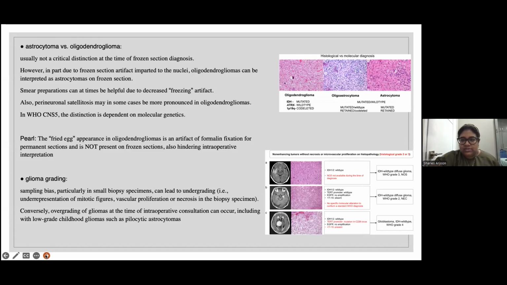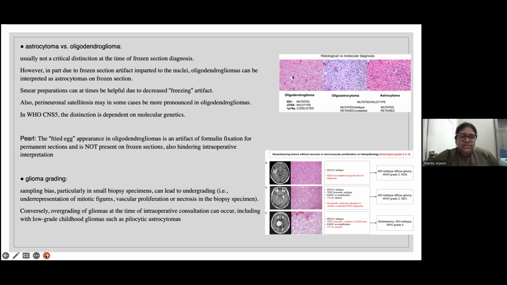So I'll focus on specific lesions. So astrocytomas versus oligodendrogliomas, usually not a critical distinction at the time of frozen section diagnosis. However, in part due to frozen section artifact imparted to the nuclei, oligodendrogliomas can be interpreted as astrocytomas on frozen section. Smear preparation can at times be helpful due to decreased freezing artifacts, and also perineuronal satellitosis may be, in some cases, more pronounced in oligodendrogliomas. In the WHO CNS5, the distinction is dependent on molecular genetics.